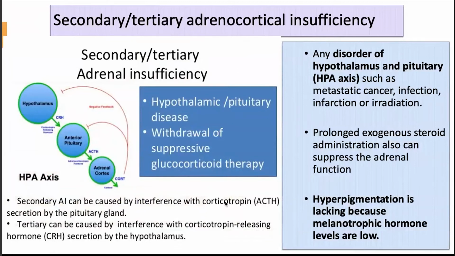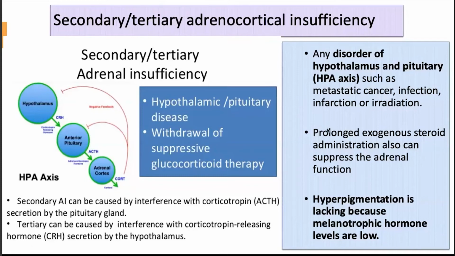And then we have the secondary and tertiary adrenocortical insufficiency here. Secondary or tertiary depends on whether it is from hypothalamic-pituitary causes or withdrawal of the suppressive glucocorticoid therapy. So any disorder of the hypothalamic-pituitary axis, or metastatic cancer, infections, can all cause what we call secondary adrenocortical insufficiency.